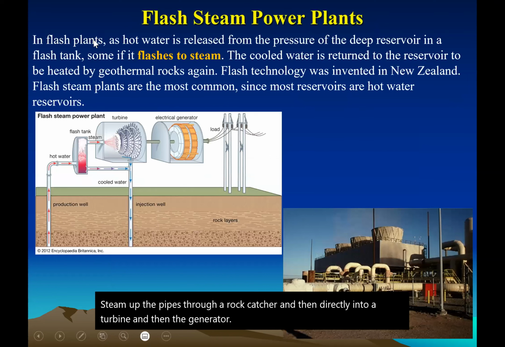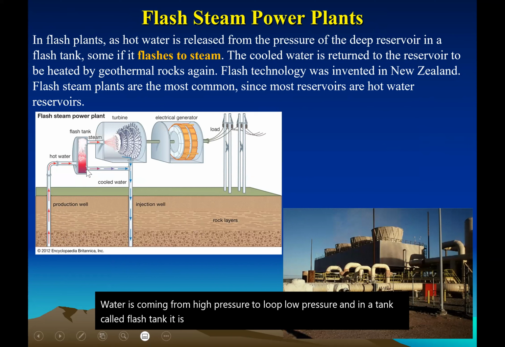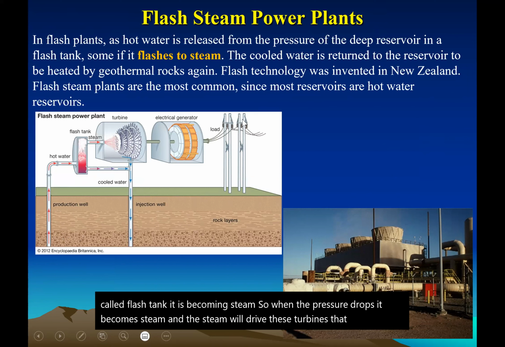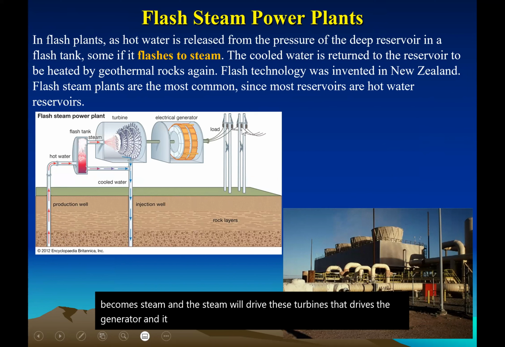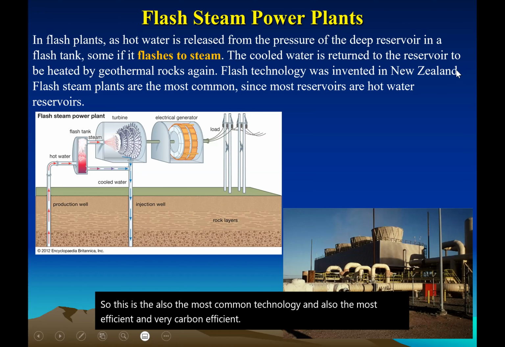In flash plants, as I told you, very hot water is coming from high pressure to low pressure, and in a tank called a flash tank, it is becoming steam. So when the pressure drops, it becomes steam, and the steam will drive these turbines that drive the generator, and the electricity is transferred into the grid. This is also the most common technology and also the most efficient and very carbon efficient. It was invented in New Zealand.